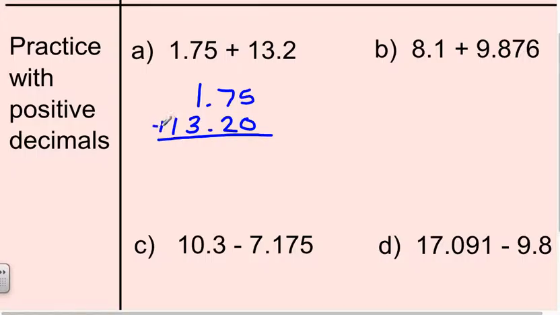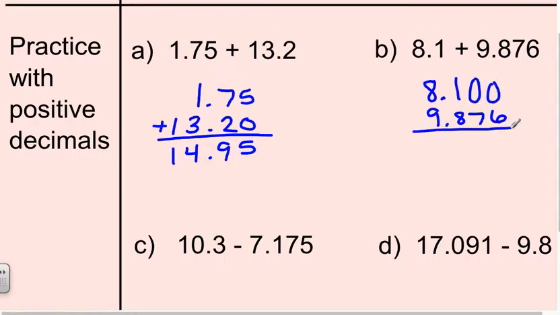It told me to add them, so I'm going to add them together. 5 plus a 0 is 5, 7 plus 2 is 9, 3 plus 1 is 4, and a 1. Very simple adding once I line up all my place values. So I'm going to do the same thing for this one. 8 and 1/10. 9 and 876 thousandths. Well, then I need to fill in those place values with a placeholder 0. Add them together. The zeros are always nice to work with, and you get your final answer.